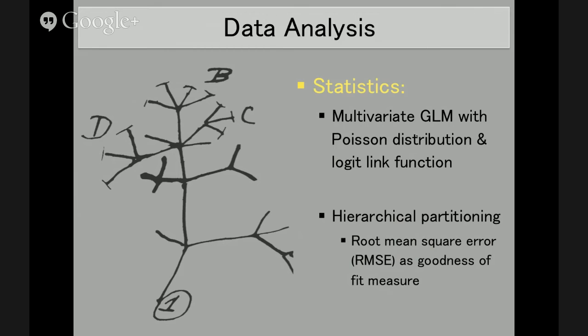So turning from these more qualitative results, we can quantitatively examine patterns using a multivariate statistical approach. And we use generalized linear models with a Poisson distribution and a logit link function to analyze these patterns. And then using these multivariate statistics and models, we performed hierarchical partitioning analyses to identify the most likely explanatory factors in our model. And this method provides a measure of the strength of effect of each factor that is largely independent from the effect of other factors.